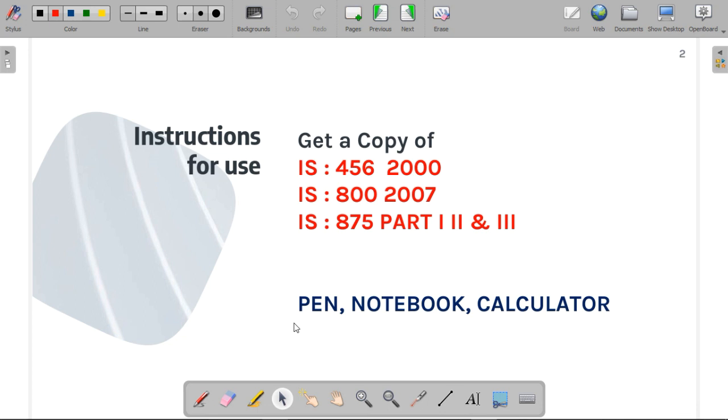So to design a steel structure we need certain IS codes. You should have a copy of them so that you can design the industrial shed according to the Indian standard codes.